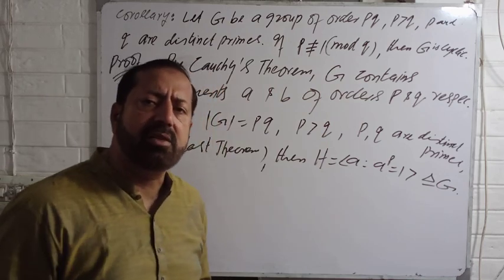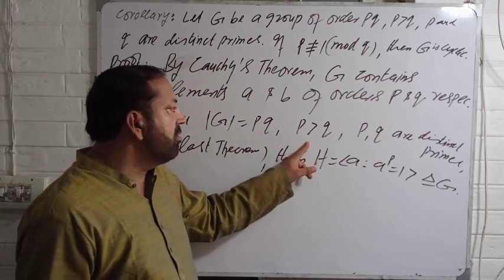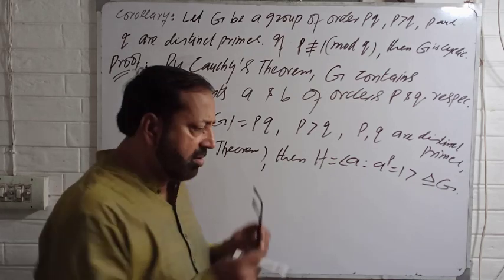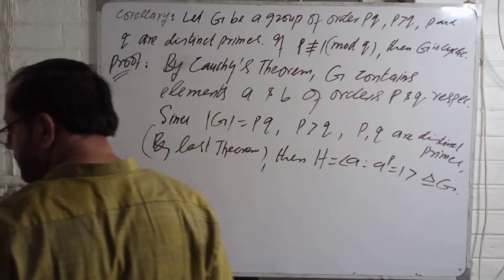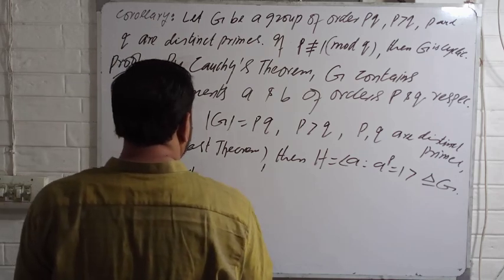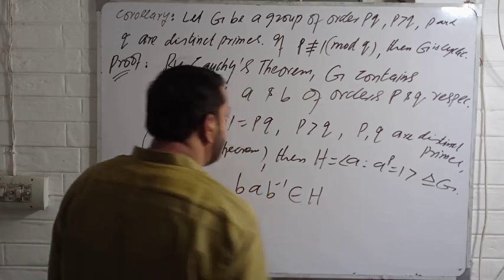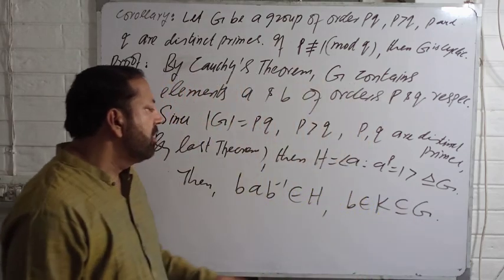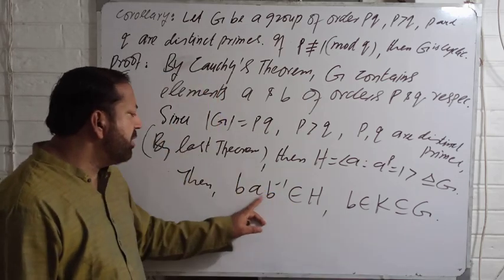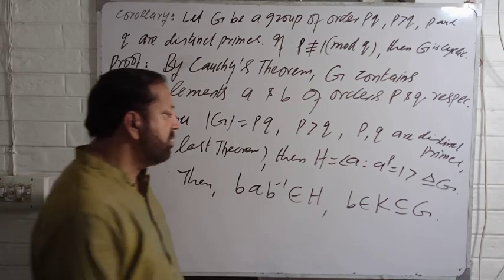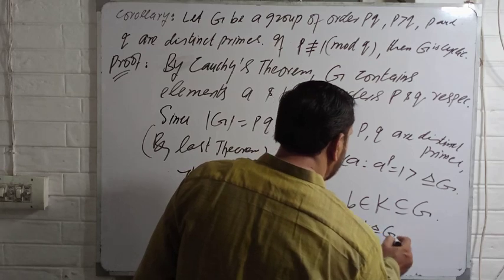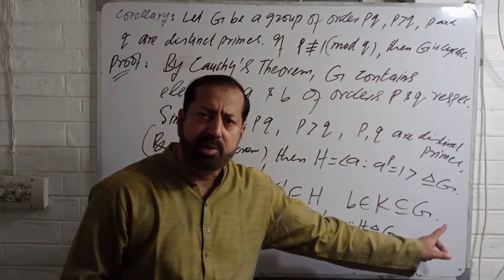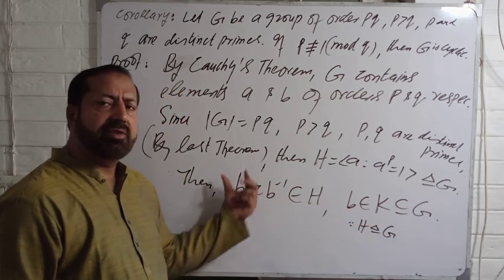This was the last theorem of my last lecture, that if order of G is equal to PQ, P greater than Q, and P, Q are distinct primes, then this H must be normal in G. This means that B A B inverse belongs to H, where B belongs to K, which is of course a subset of G. You take B as an element of G, then B A B inverse is an element of H, since H is normal in G. For sake of convenience, because B is an element of G, even for that element B, this condition is satisfied, right?